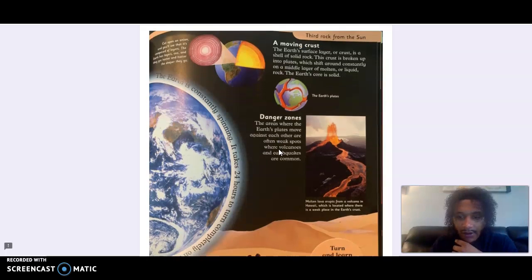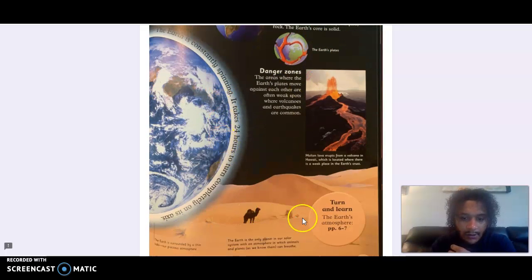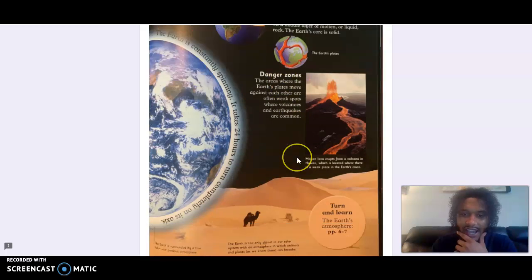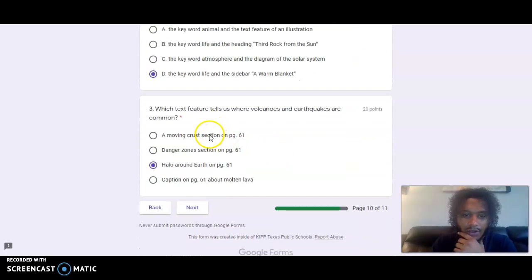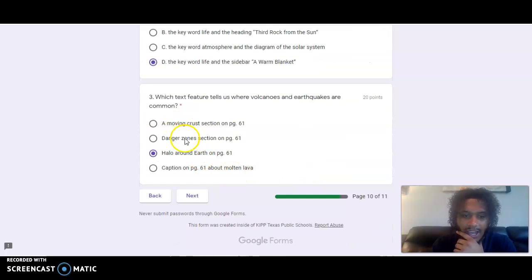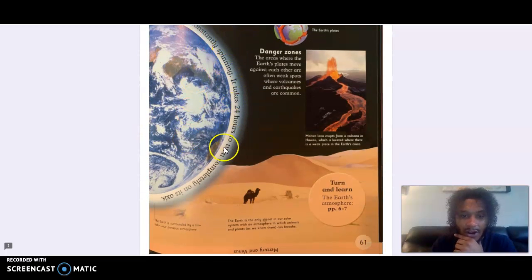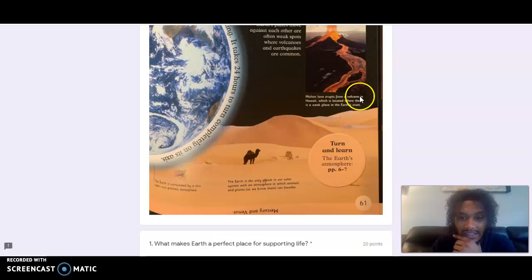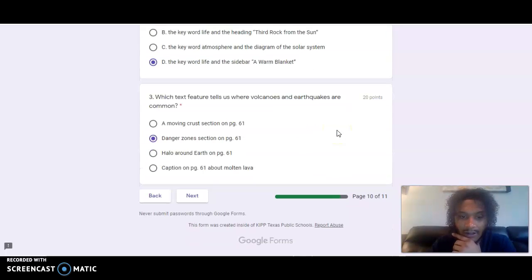Let's see where I talk about volcanoes. Oh, here's a volcano. That's by danger zones. Let's see, volcano, no volcanoes here. No volcanoes here. So the only place that talks about volcanoes is in danger zones. Let's see. A moving crust. No volcanoes. Danger zones, that tells me about volcanoes. The halo around the Earth tells me the Earth is spinning and it takes 24 hours to spin. The caption about lava is telling me about lava, but it doesn't tell me where.